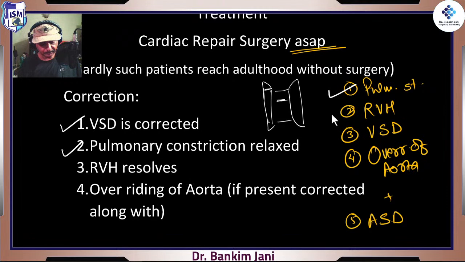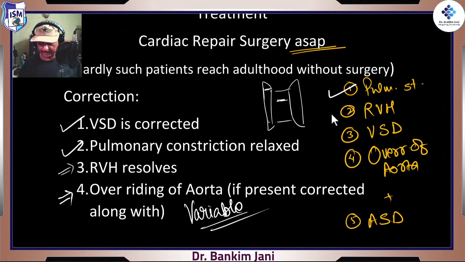When this occurs, the pulmonary constriction is relaxed, so the pressure is released, and automatically the right ventricle will come back to normal and the right ventricular hypertrophy resolves. Overriding of the aorta, if it is present, we have to correct it, because this is a variable thing. Not every case will have overriding of the aorta. So if it is present, yes, it has to be corrected during the repair surgery.